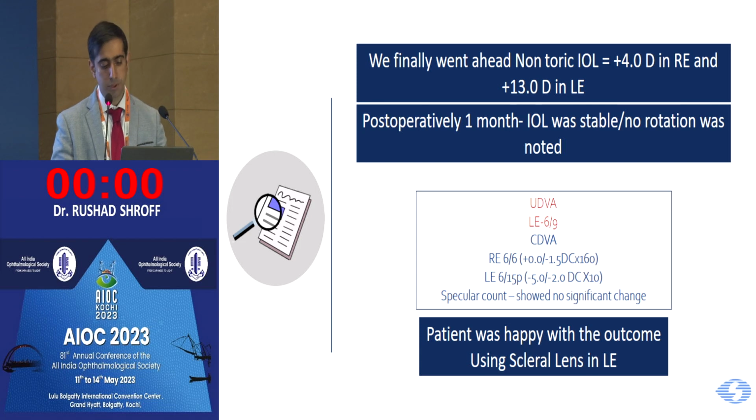And these are the post-operative refractions. In the right eye, we got pretty close to the emmetropic power with a 1.5 diopter cylinder. The patient was 20/20. In the left eye, due to some corneal scarring and a little bit of residual refractive error, though more on the myopic side, the patient had vision of 6/15 parts. The specular count showed no significant change, and the patient was reasonably happy, and he was happy to use a scleral lens in the left eye.